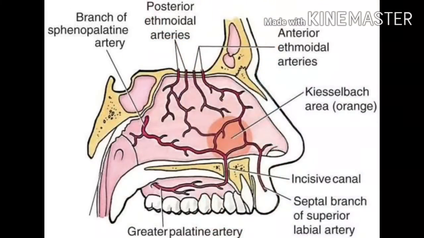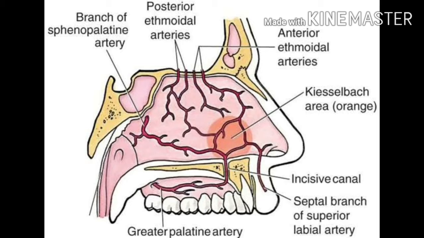Now, the anterior superior part of the nasal septum is supplied by the anterior and posterior ethmoidal arteries. Now coming to the anterior inferior part, that is supplied by the superior labial branch of the facial artery.